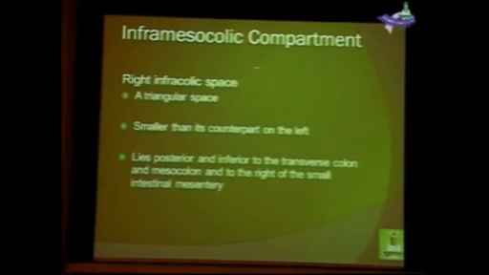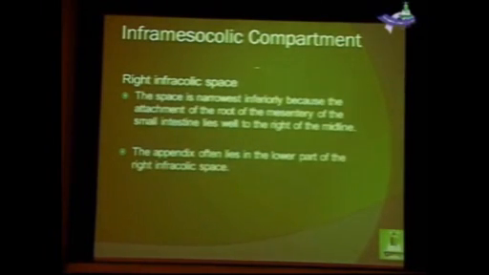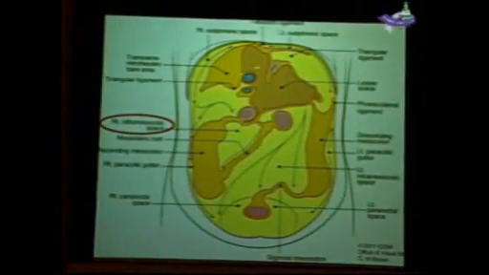The right infracolic space is a triangular space. It is smaller than the left infracolic space. It lies posterior and inferior to the transverse colon and mesocolon and to the right of the small intestinal mesentery. The space is narrowest inferiorly because the attachment of the root of the mesentery of the small bowel lies well to the right of the midline, we'll see in the picture, and the appendix often lies in the lower part of the right infracolic space.